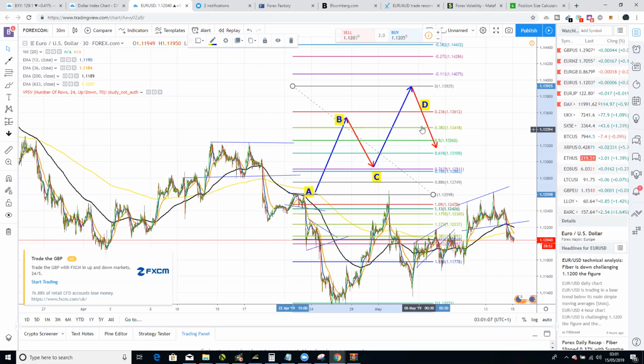Once you have your first target there, you can look at whether you have a peak over here, which can be an area of resistance that will prevent price from getting to 38.2. So if you have this peak of the A to B leg, you're better off taking your profits around there rather than letting it get to 38.2. That is if you want to take the first target profit.